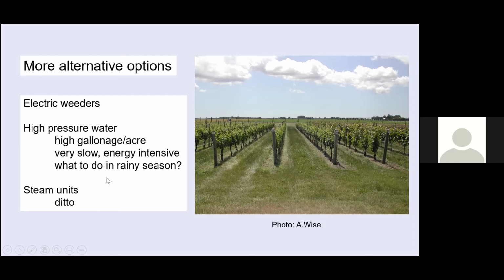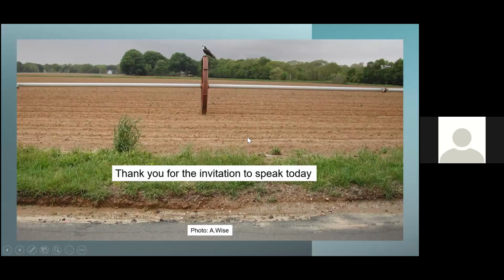And he said he had to drive ultra slow and it used a tremendous amount of water. Of course there were concerns about, if it rains a lot, do we want to really be going through the vineyard multiple times with more water? So that kind of came and went. And I'd say probably the steam units have the same concerns. One of the concerns with all these is that they're probably pretty energy intensive. So maybe in the future. And that pretty much wraps it up.